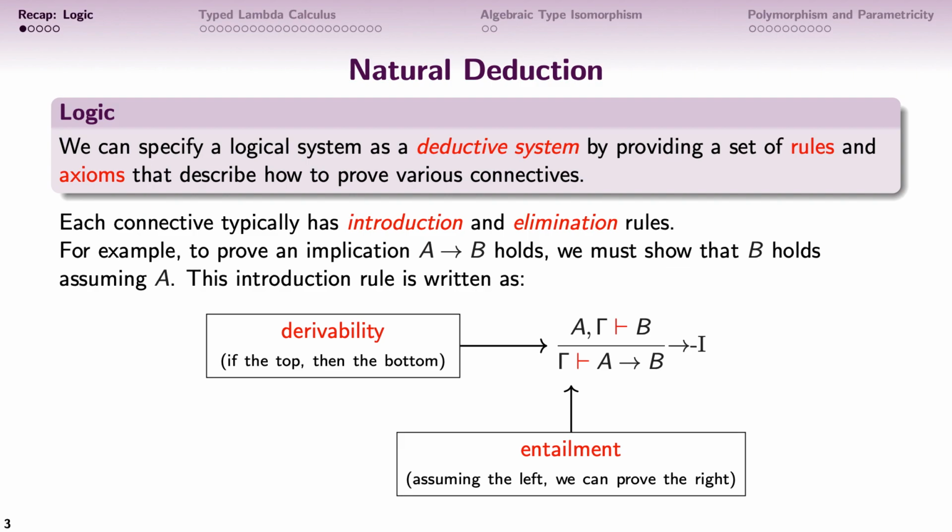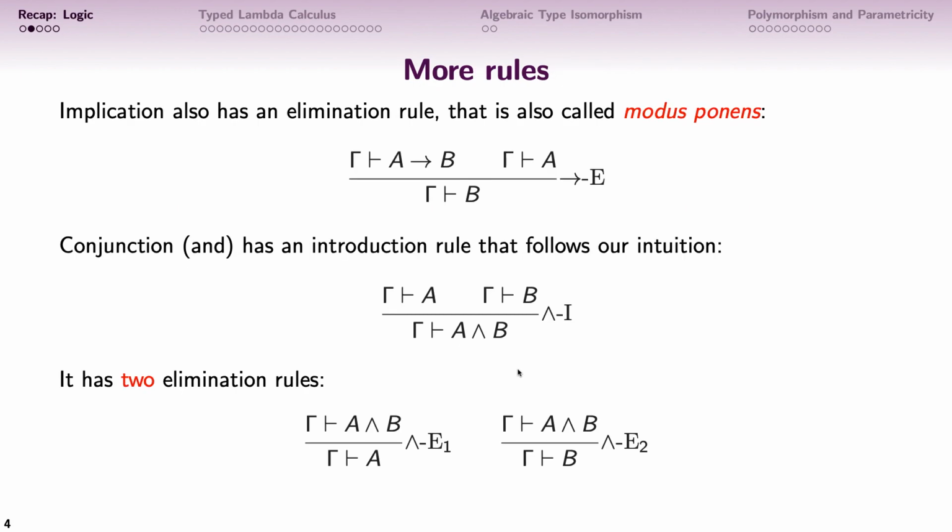Where the introduction rule is saying, here's how you prove it, here's how you establish that the connective holds, the elimination is saying that if you know that the connective holds, here's what you can do with it. So we have an elimination rule for implication that says, if you already know that A implies B, and if you also know A, you can just conclude B.